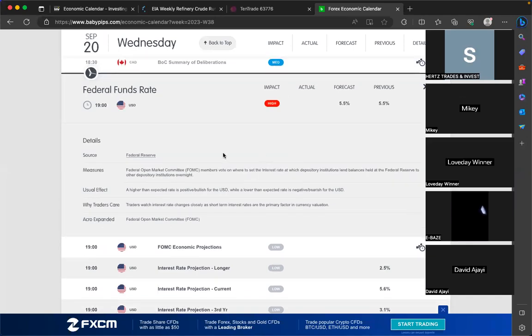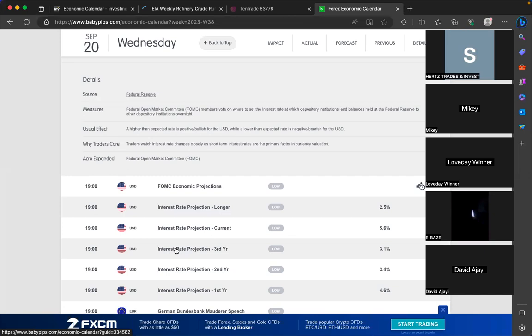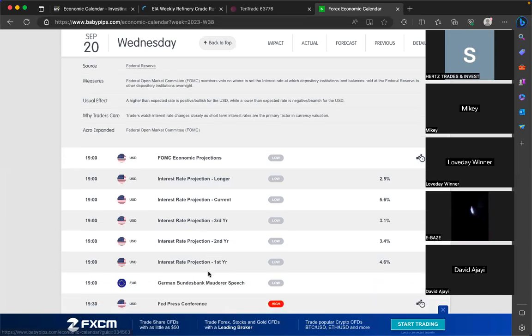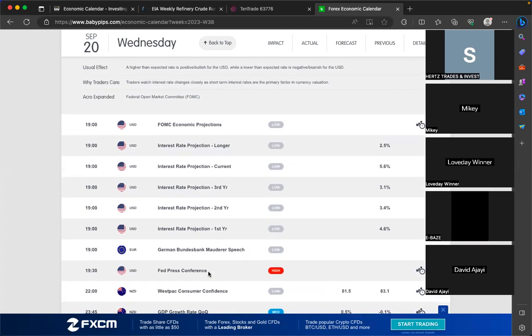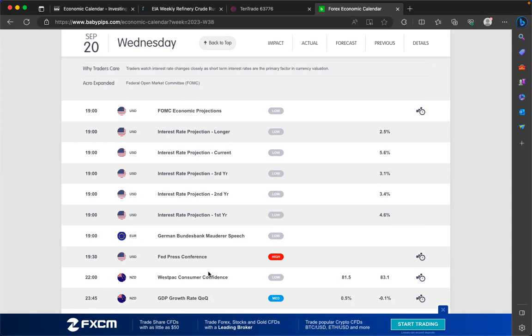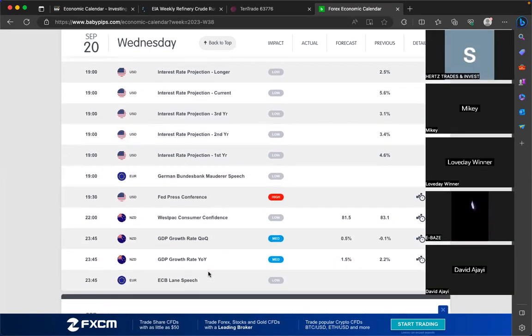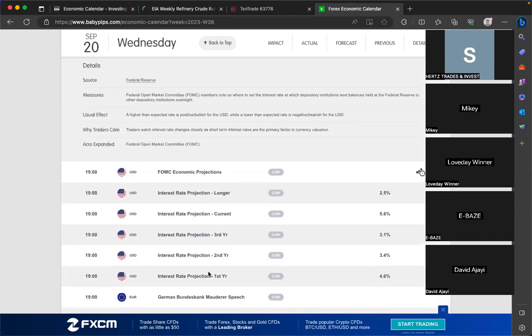So we have similar events that are actually going to happen around it. We have the federal funds rate, the FOMC economic projection, and the interest rate projection: the current interest rate projection, the third year, second year, and first year projection. And we have the Fed press conference too. That one has a high impact on the United States dollar index too. You understand? So we're here for the United States dollar index though.